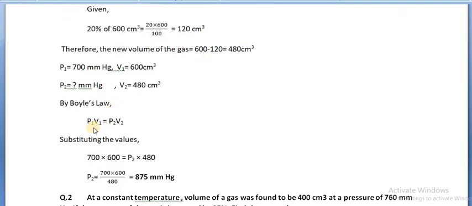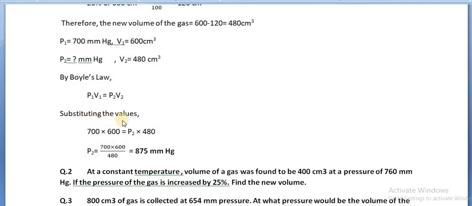So from Boyle's law we have got P1 V1 equals to P2 V2. When we substitute the values, we got 700 into 600 equals to P2 into 480, and therefore P2 equals to 700 into 600 divided by 480, which will come as 875 millimeter mercury. So this is the final pressure that we need to calculate. Don't forget to write down the unit.